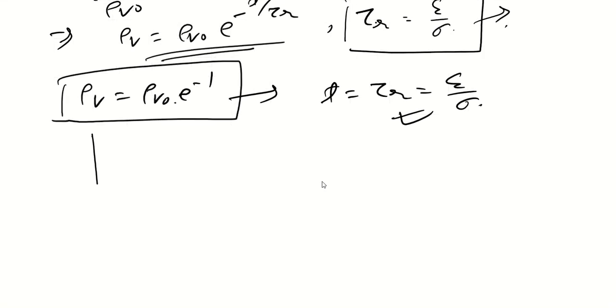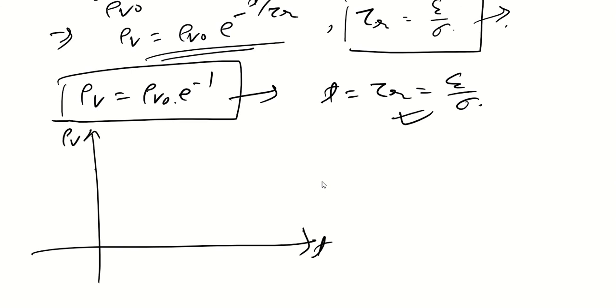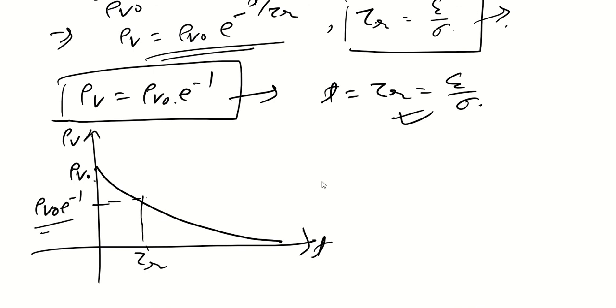It will follow a curve which will be like what? Initially, suppose this is time and this is my rho v. So initially it will be at rho v nod and then it will keep on decreasing, and at some time it will reach rho v nod times e to the power minus 1. So this is my charge value at the time of relaxation time.